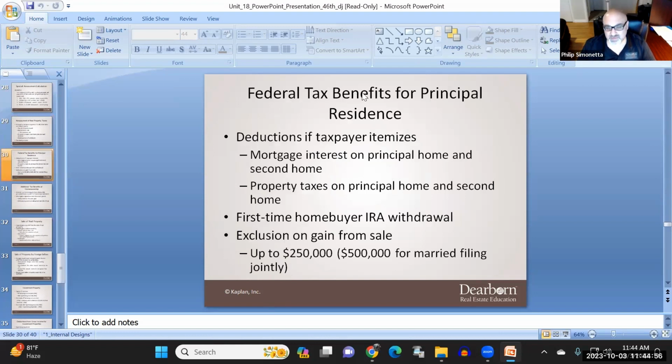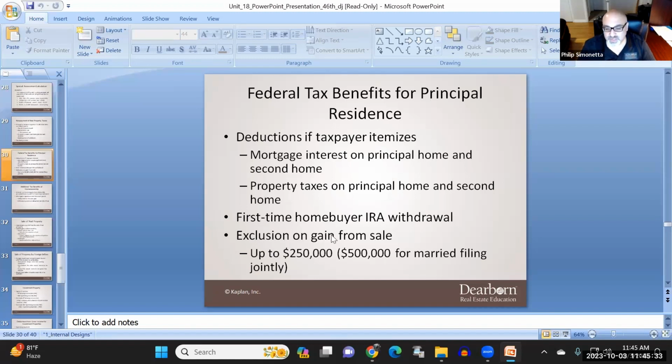Let's look at the federal tax benefits for principal residences. So these are benefits for a house that you live in, not invest in, live in. There's deductions that the taxpayers itemize. So if you itemize your taxes, you can write off all your mortgage interest on the principal home and a second home, not an investment property, a principal home. And if you have a second home, vacation home, you can write off the property taxes on the principal home and the second home. First-time home buyers can withdraw money from their IRA penalty-free.